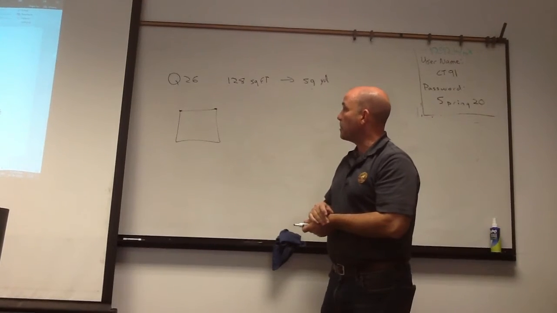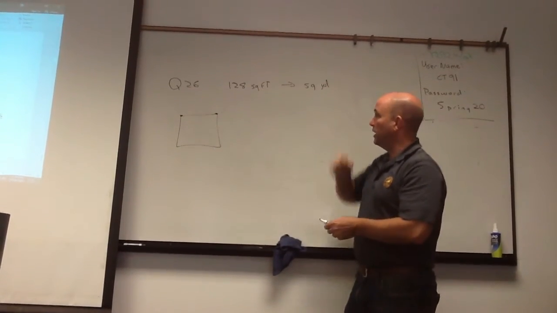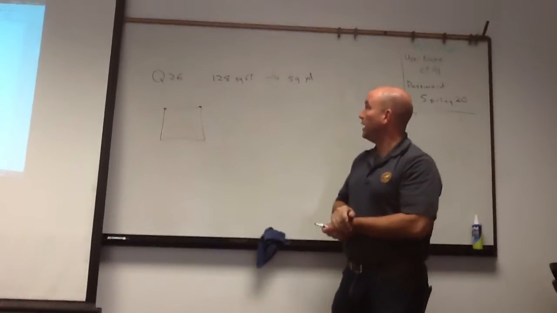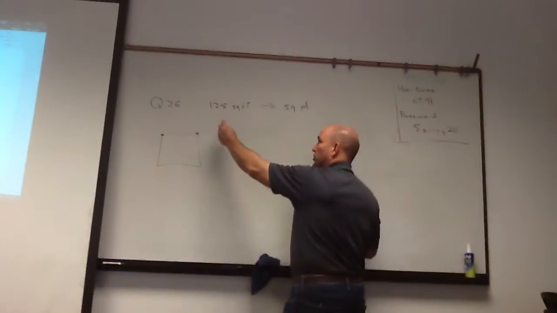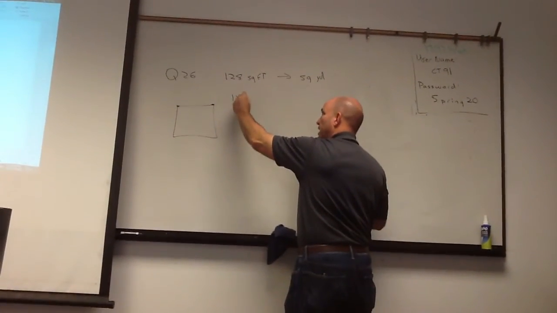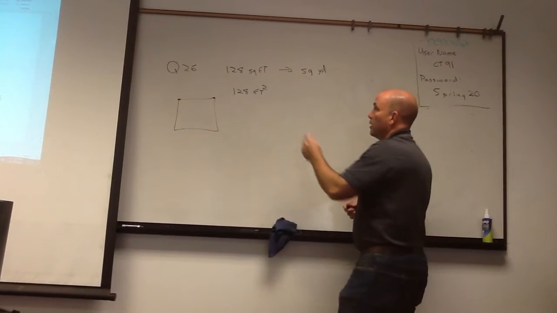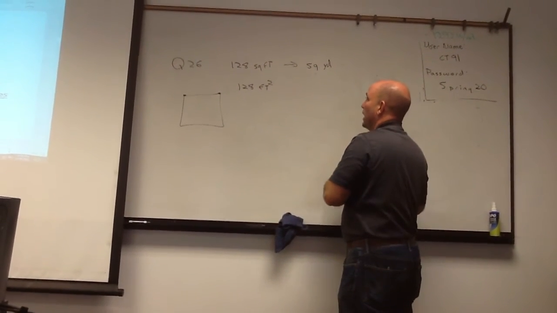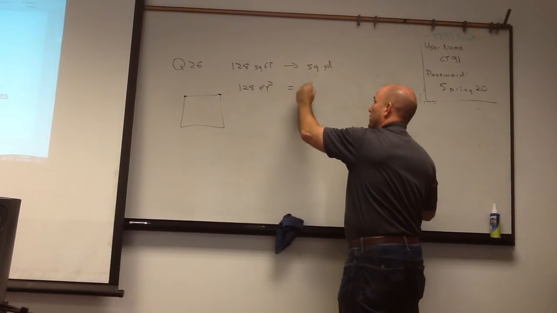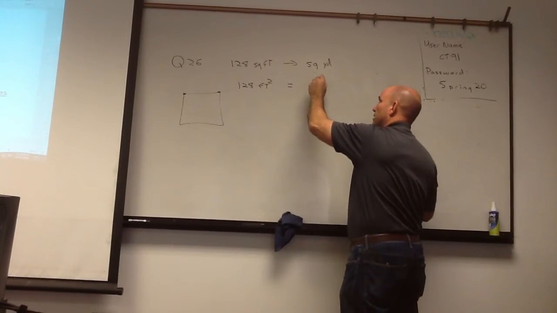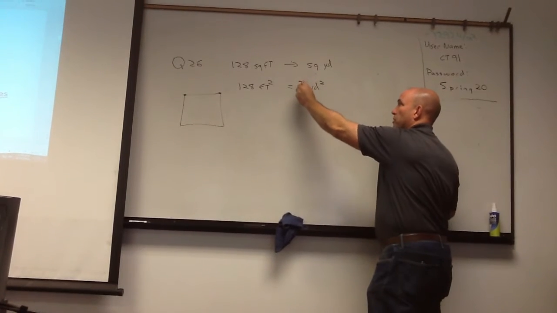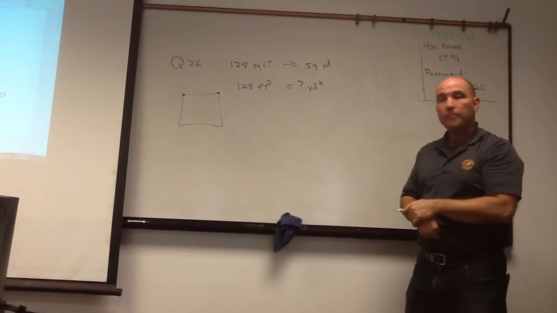or something like that. And so in your book, it starts off with 128 square feet, which is the same as 128 feet squared or square feet. And we're trying to go to square yards. And so, again, that's yards squared. And we're asking ourselves, well, how do you convert that?